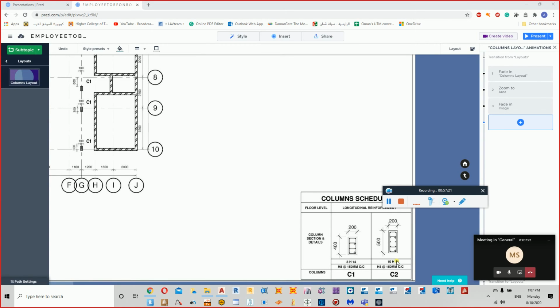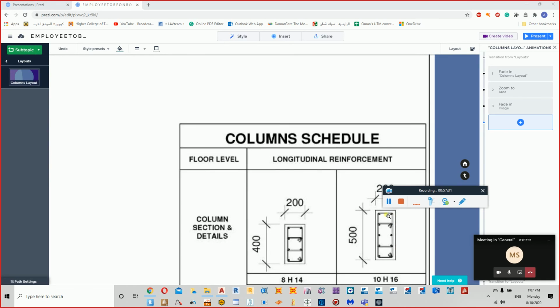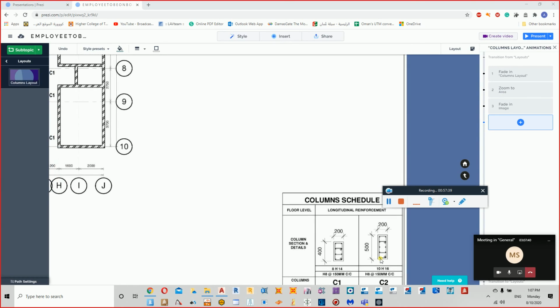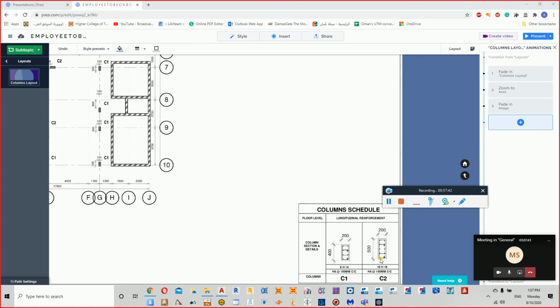The same thing goes for the C2, which is 10H16. So we have 10 bars, okay, of 16 diameter. That depends, of course, on the loads. We might be having different cross sections for the same column from the bottom to the top. Normally in the bottom the load is more, so in the cross section it might be more. In the top regions, the cross section is going to be lesser because of less load.